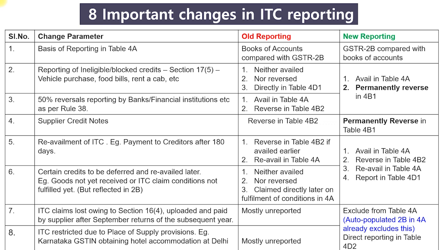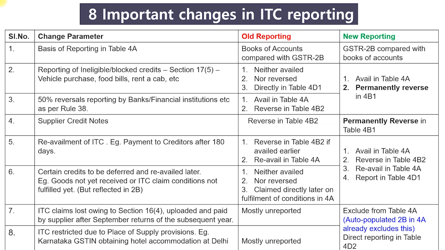Supplier credit notes. Earlier, the reversals used to happen in 4B2. Now, again, there are two possible perspectives to think through this, but principally what they have brought out in Circular 170, which I'll be covering in detail in the coming slides. Principally, they have segmented permanent reversals under 4B1 and temporary reversals under 4B2. The supplier credit notes are generally permanent in nature, and based on that principle, going forward, we probably have to permanently reverse in table 4B1 itself.